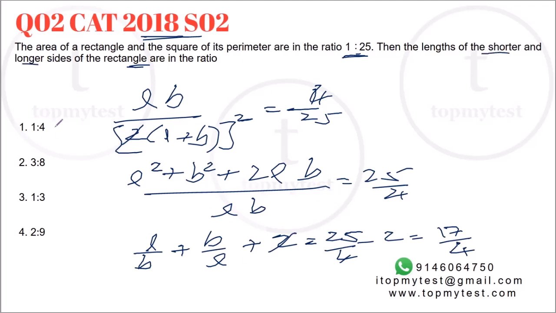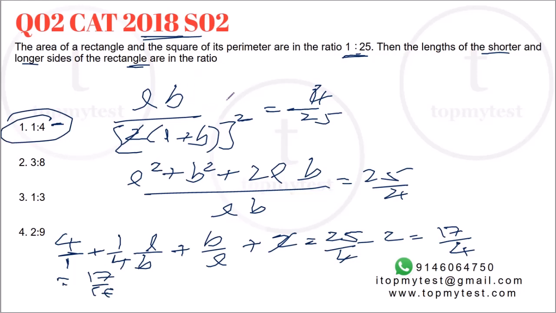These will be the value of B by L, shorter to the longer side. So the first way to check should be 1 by 4. If you put 1 by 4 here, you'll get 4 by 1 plus 1 by 4. That will become 17 by 4, matches with your right hand side. Option 1 is your correct choice. Under 2 minutes to solve this in an exam situation. Job done.